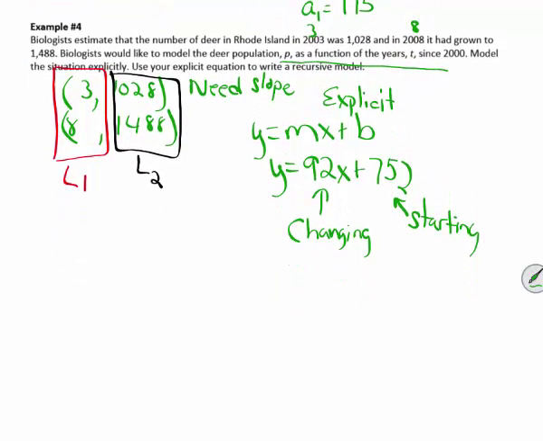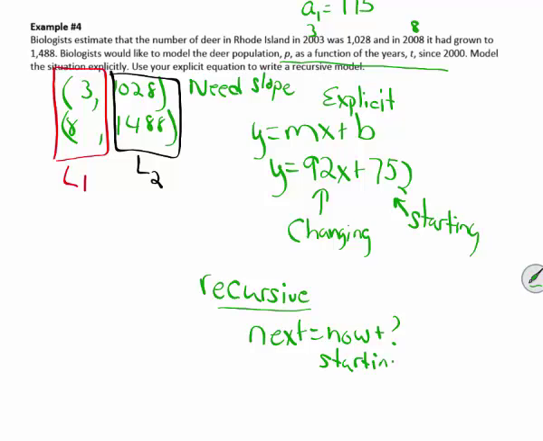Now, to model it recursively, sorry, we need next equals now plus question mark. And we need starting. Well, next is a(n+1). Now is a(n). I need how much it's changing by. Changing is your slope, plus 92. Starting, A1, where does it start? 752.